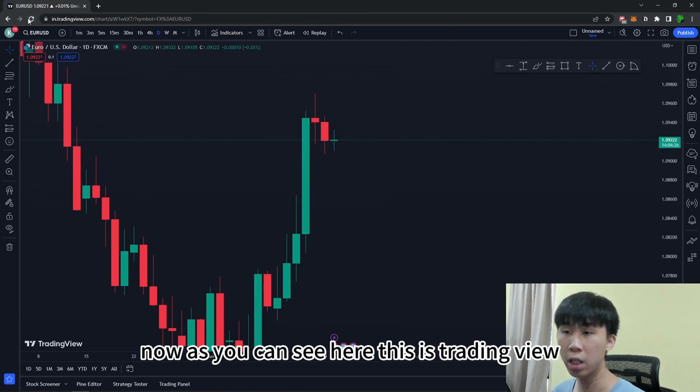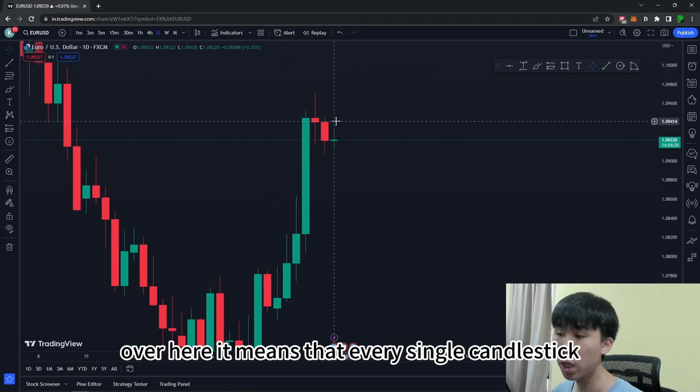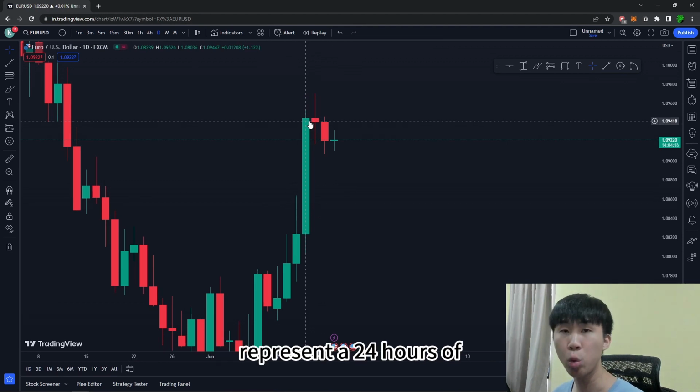As you can see here, this is TradingView. This is Euro USD on a daily time frame. So what does that mean? Over here, it means that every single candlestick represents 24 hours of price movement.